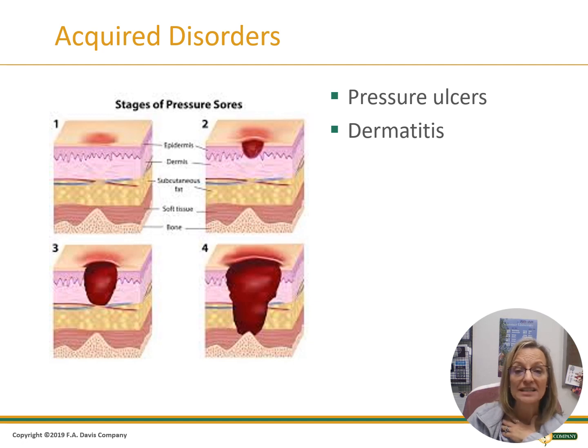You want to make sure and stage these. So again, stage 1 is non-blanchable erythema of intact skin. Stage 2 is partial thickness skin loss with exposed dermis. Stage 3 is full thickness skin loss. Stage 4 is full thickness skin and tissue loss. And unstageable is obscured full thickness skin and tissue loss. Deep tissue injury is persistent non-blanchable deep red, maroon, or purple discoloration.